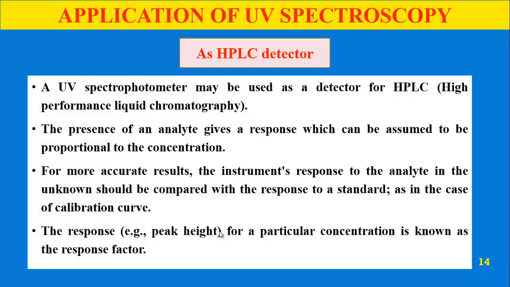As an HPLC detector. HPLC basically is a separation technique. So we couple a UV visible detector with HPLC. So it is called a coupling technique. When HPLC is coupled with a UV visible detector, then we can determine the concentration of different analytes which are separated by HPLC.